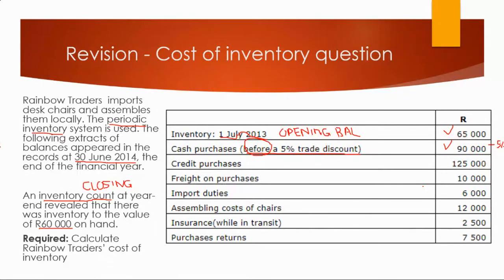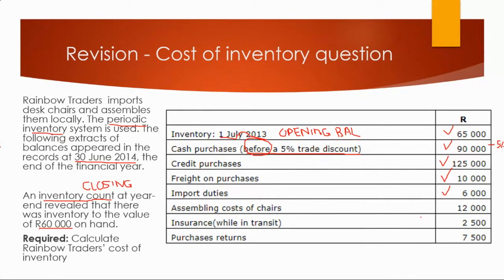Okay, credit purchases of 125,000. Will we include it? Yes or no? Neil says yes, we will include it. So yes, we will include that amount. Freight on purchases, will we include it in the cost of sales? Yes or no? Yes, we will include it. Import duties, will we include that amount? Yes or no? Yes, we will include that as well.